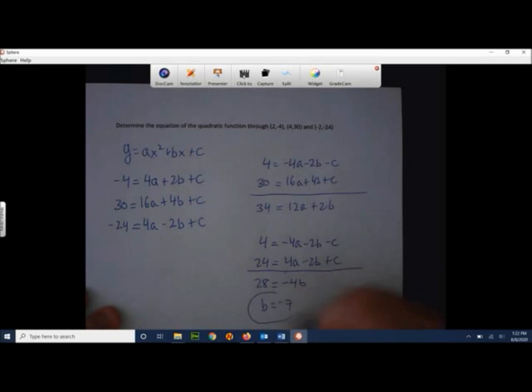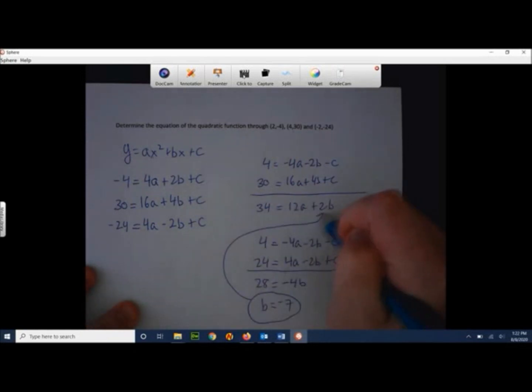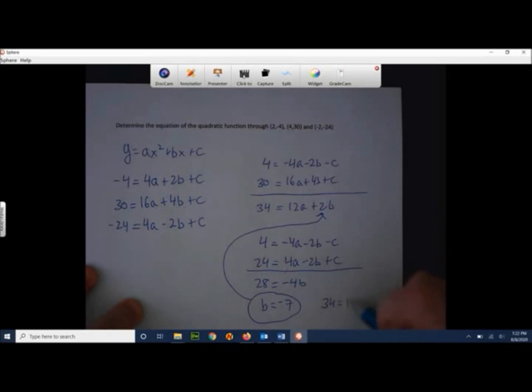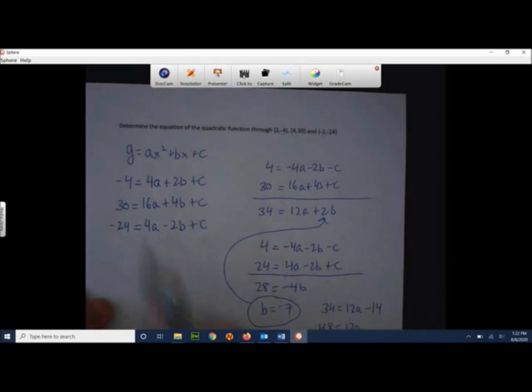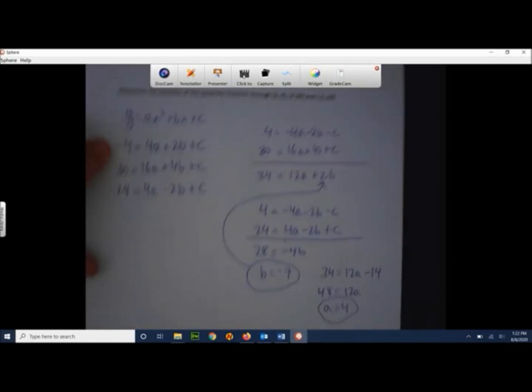Then to solve the rest of it, I can take b equals negative 7 and plug it in here. So 34 equals 12a minus 14. Add the 14. 48 equals 12a. Divide, a is 4. And once I know a and b, I can take them both and plug them back up into this first equation. Oops, slide that up so you can see a little bit there.